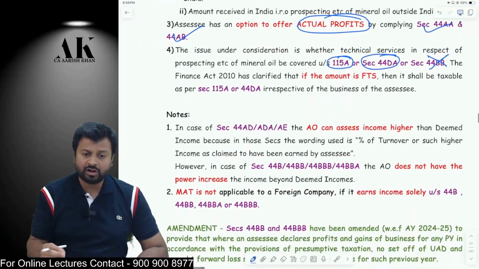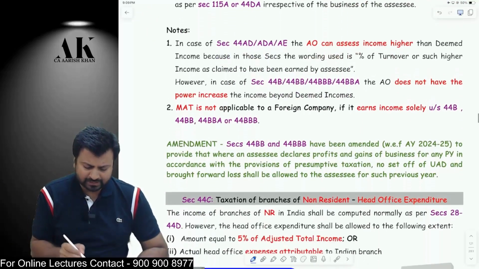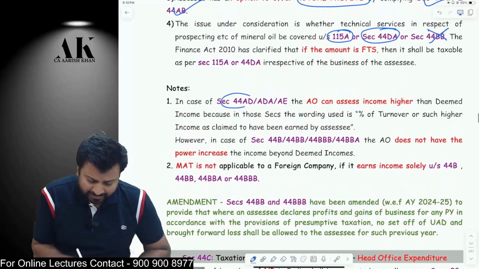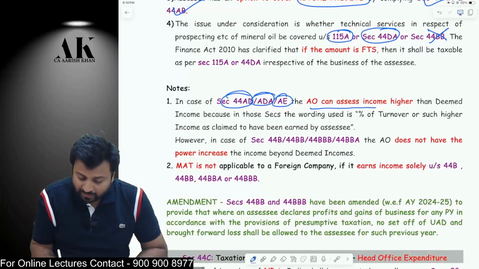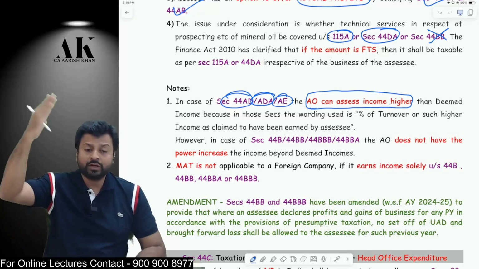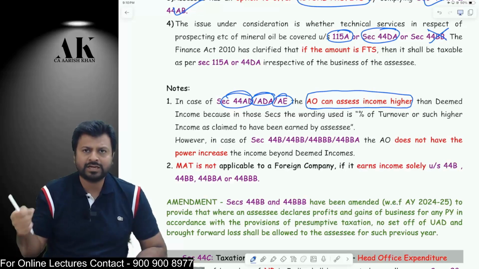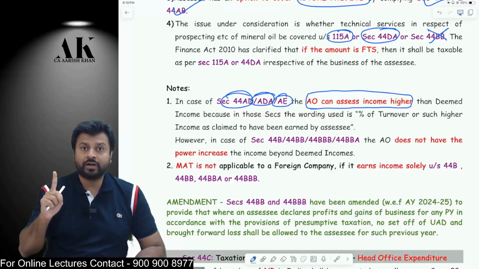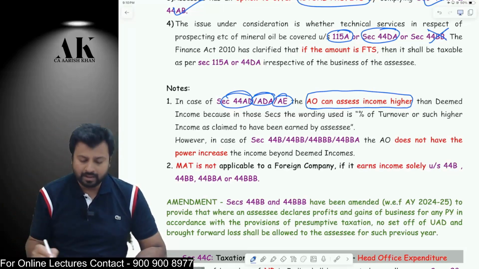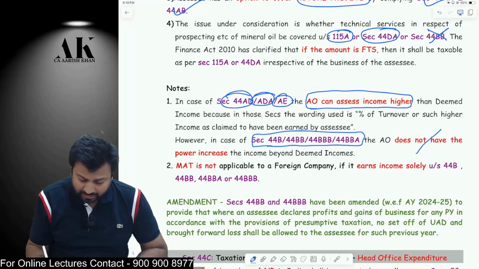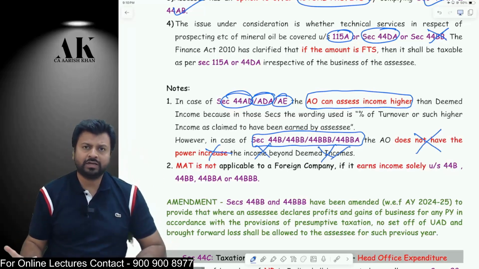Now in this section, remember I have told you on a comparative basis, under 44AD, 44ADA and 44AE, which we have done in PGBP. In those sections, do you remember, the AO can assess your higher income also, higher than the deemed profit. Suppose your deemed income is 8%, and the AO says that no, in 44AD the deemed income is not 8%, it's 12%, then the AO can assess at 12% also. Do you remember that? But in these sections, in this chapter, the AO cannot increase your income beyond the deemed income. Maximum your income will be up to the deemed income, whatever is mentioned in these sections.